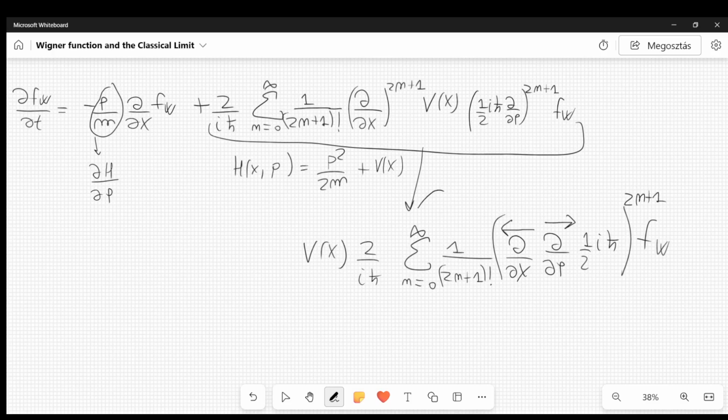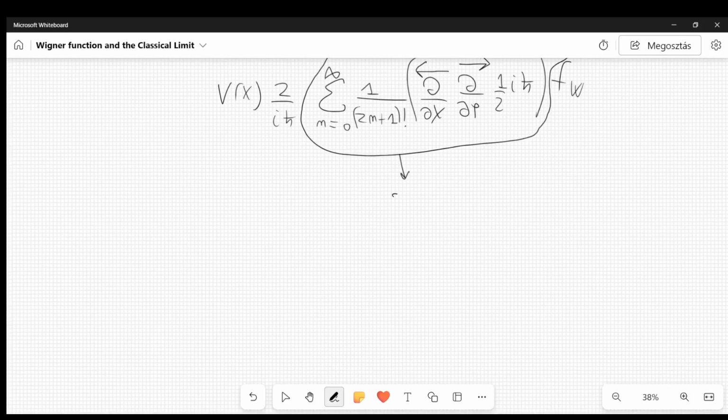Now, why is it convenient to rewrite it like this? Well, because in this case, there is some kind of formalism that will allow us to simplify the expression. This expression here can be written more formally as a sine of 1 half i h bar, d over dx acting on the left, d over dp acting on the right.